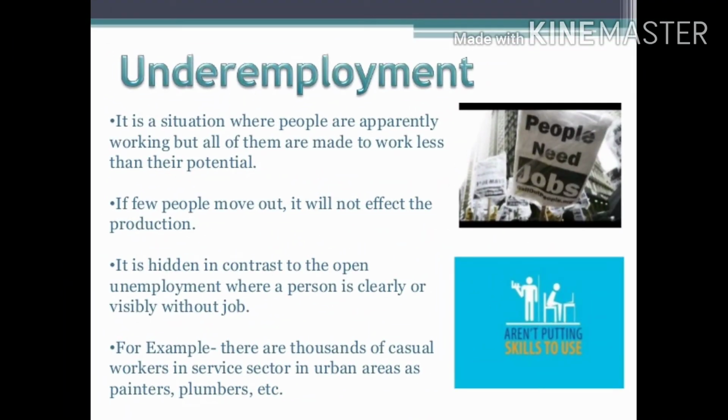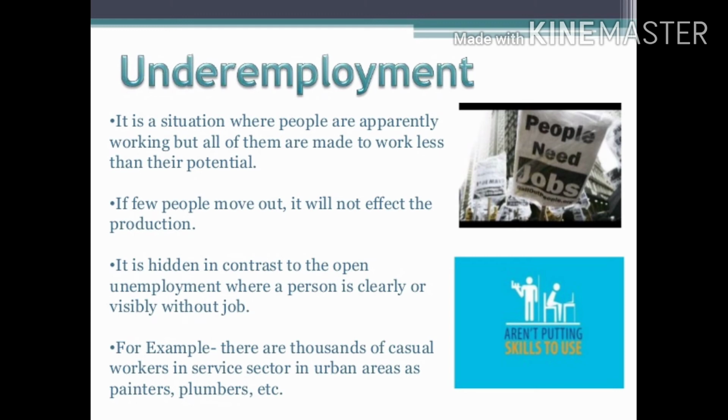Underemployment is a situation where the people are apparently working but all of them are made to work less than their potential. जितना करना चाहिए उससे कम करना. So if a few people move out, it will not affect the production. It is hidden, in contrast to open unemployment where a person is clearly or visibly without a job. For example, there are thousands of casual workers in the service sector in urban areas, such as painters, plumbers, etc. They come under underemployment.